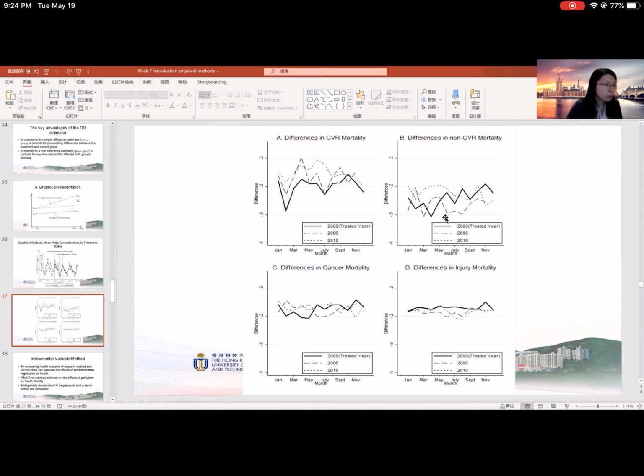Does it convince you? Sometimes I might ask you to provide a critical review or critical suggestion comments on these papers. Here, the purpose of this paper is to tie pollution closely to health outcomes, especially CVR mortality, heart disease, asthma, all sorts of diseases. So can you think of a reason that their results are probably capturing other factors other than the pure relationship between pollution and health?